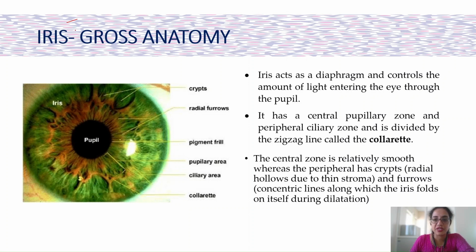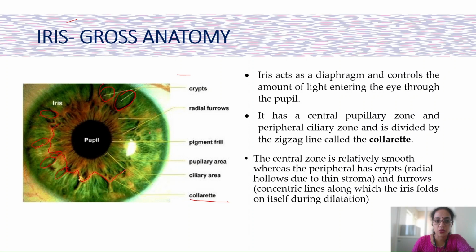The iris has a central pupillary zone and a peripheral ciliary zone. This division is marked by the zigzag line called the collarette. If you can see this collarette here, this zigzag line separates the pupillary zone from the ciliary zone. The central zone is relatively smooth, whereas the peripheral zone has a lot of crypts. These are deficiencies within the stroma and these are termed crypts. These are the crypts that you see in the iris.